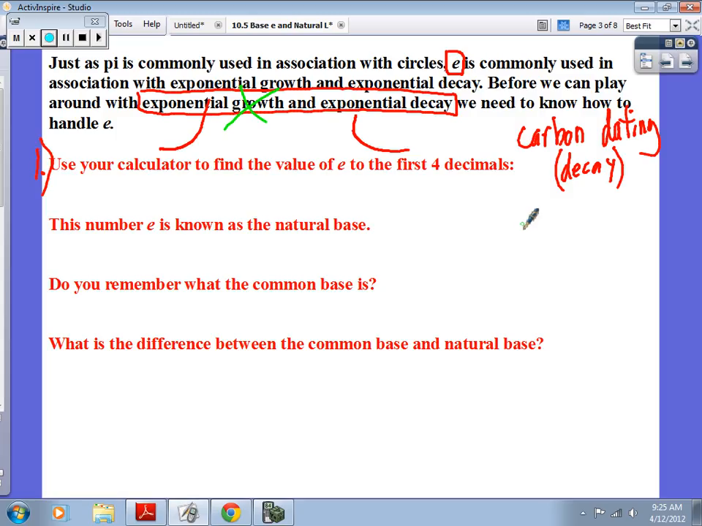Okay, let's write this down. Compound interest. You heard of compound interest? Okay, these are the two fields where E is going to show up all the time. E is used for carbon dating and compound interest. E is a number just like pi.